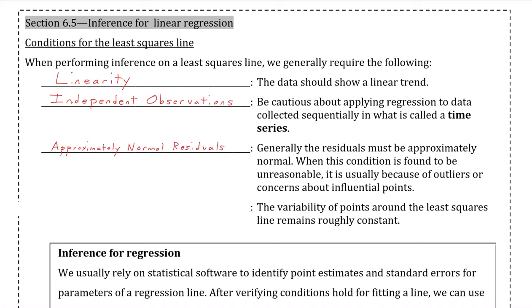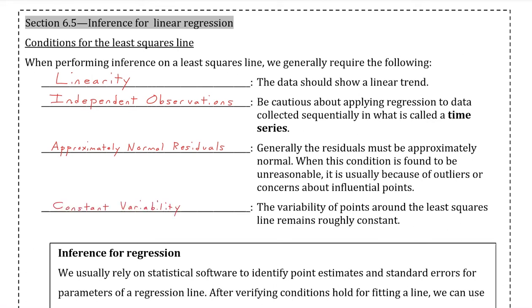Thirdly, we want to ensure we have approximately normal residuals. Generally, the residuals must be approximately normal. When this condition is found to be unreasonable, it is usually because of outliers or concerns about influential points. When we want approximately normal residuals, what this really means is when we look at the residual histogram, we want to make sure that that shows something that is approximately normal. It doesn't need to be perfect, but approximately normal to fit what we want to use with hypothesis testing. Remember, we always want to use normal distributions.